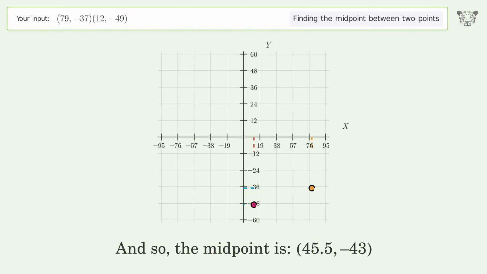And so, the midpoint is 45.5, negative 43.